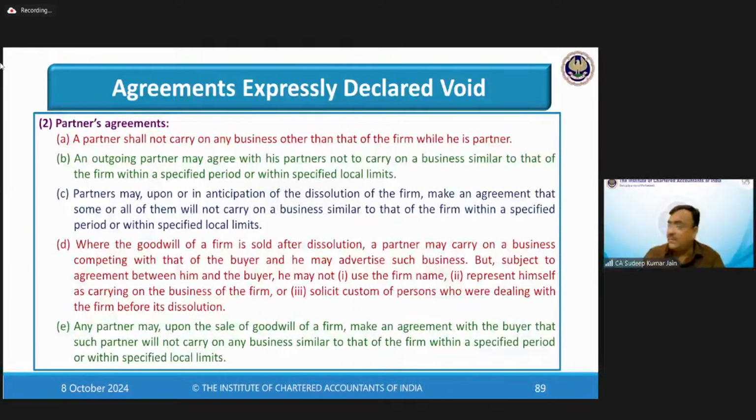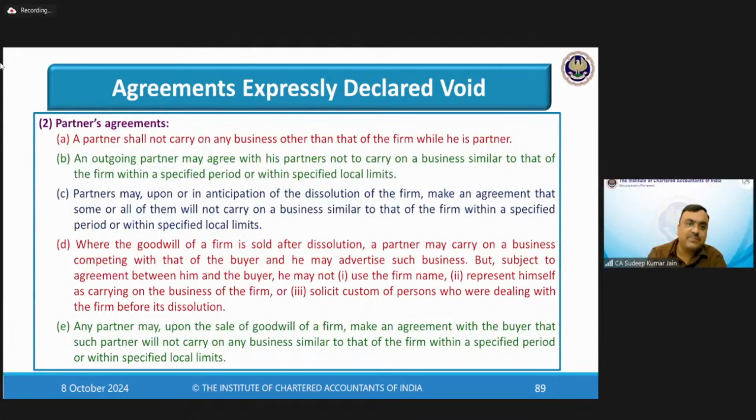Any partner, E point, any partner upon the sale of goodwill of a firm may make an agreement with the buyer that such partner will not carry on a business similar to that of the firm within a specified period or within specified local limits. This agreement may be done. If a partnership firm is selling its name to another person, the buyer by agreement may restrict the partner from carrying on a similar business, but only up to a particular time or in a particular area.